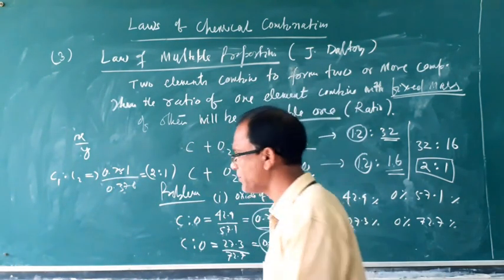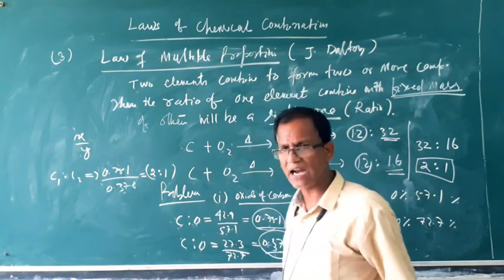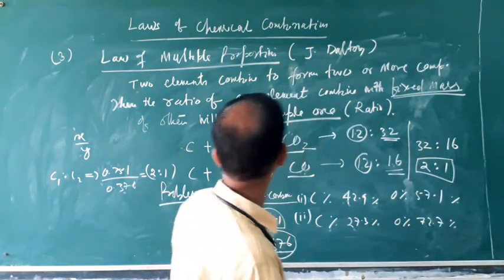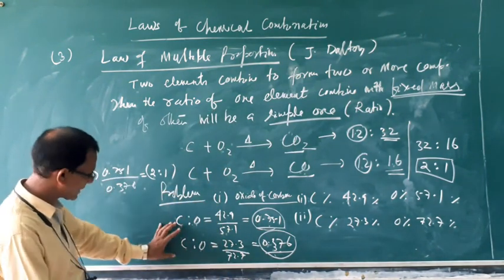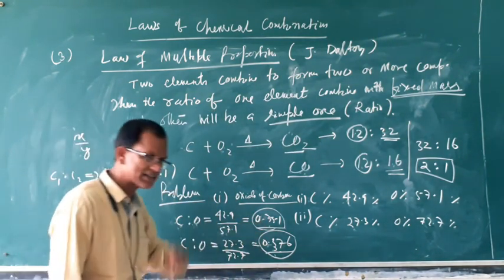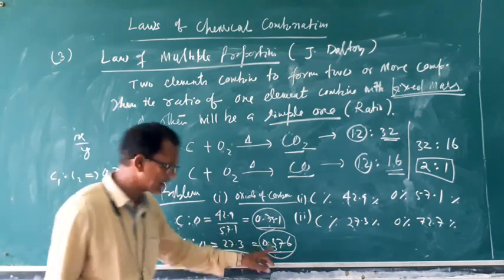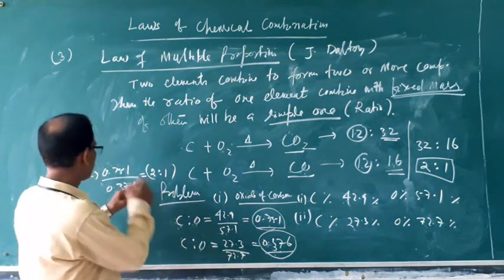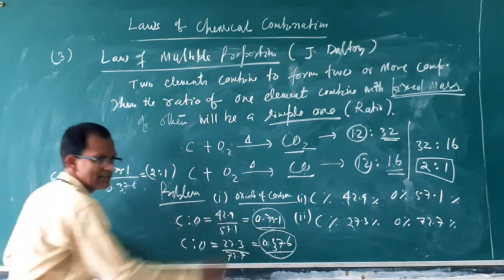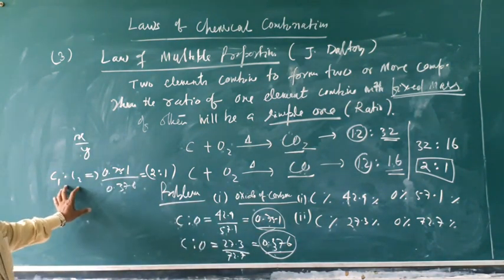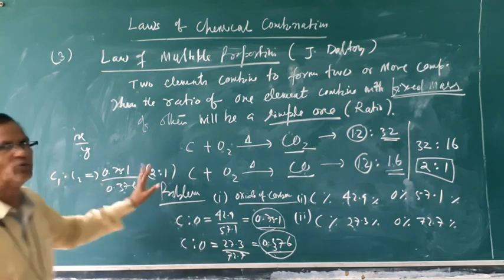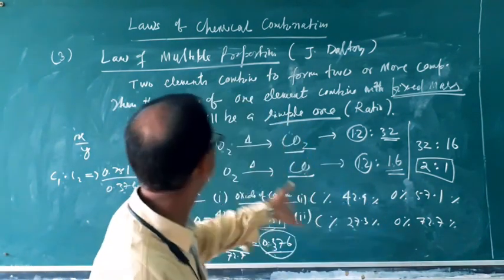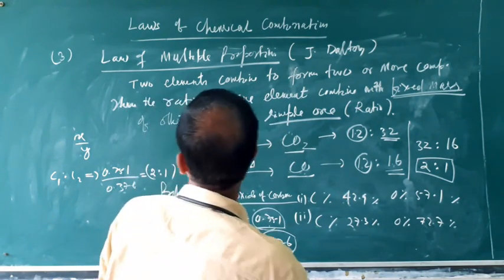What is the law of multiple proportion? If one mass is constant, the different mass ratio will be a simple one. So the different mass here is carbon. Carbon is this much in the first experiment and this much in the second experiment, keeping the oxygen mass constant. That's why the ratio of the different masses will be 2:1. That's why it is a simple ratio, satisfying the law. This is the third law.